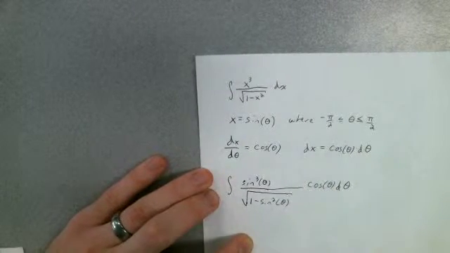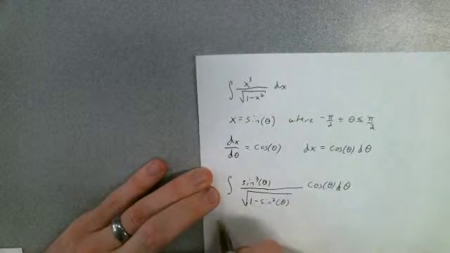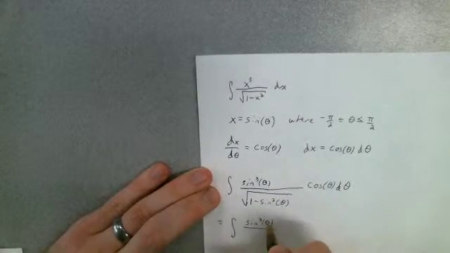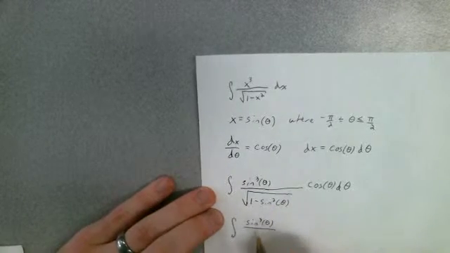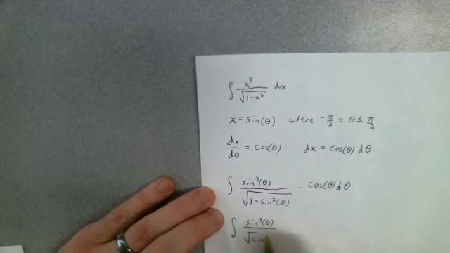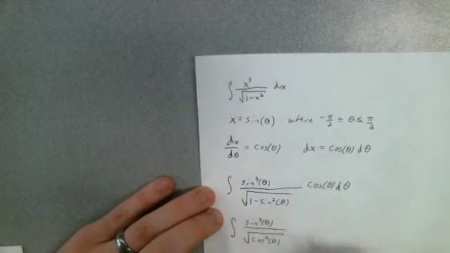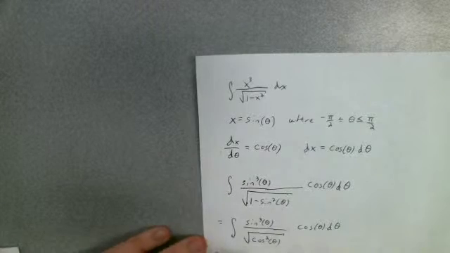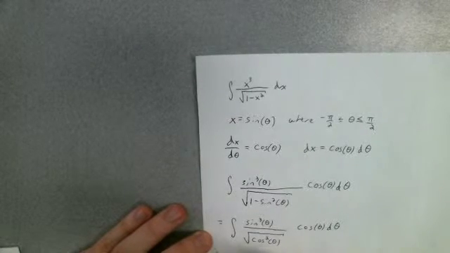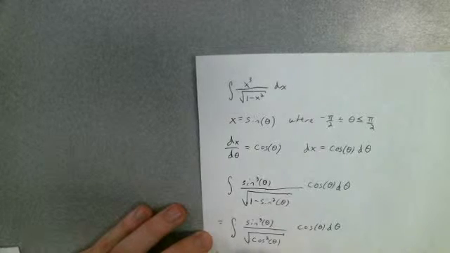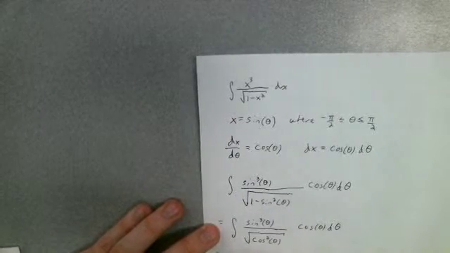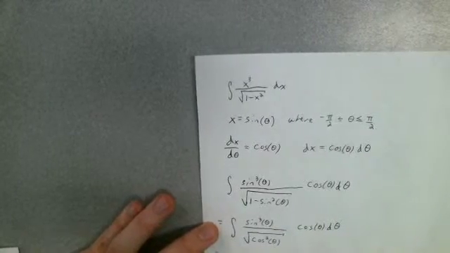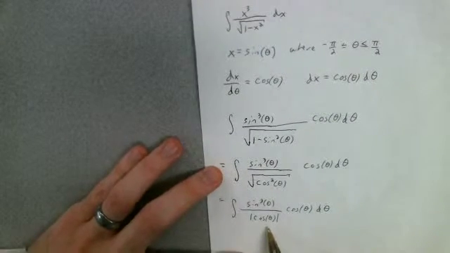And what I have now is a trig integral, which you've been practicing on. So I've got sine cubed on top. On the bottom, 1 minus sine squared is cosine squared. So I've got the square root of cosine squared on the bottom, and cosine theta over here. Now the square root of cosine squared theta is left on the bottom in absolute values. Square root of cosine squared is the absolute value of cosine, times cosine.